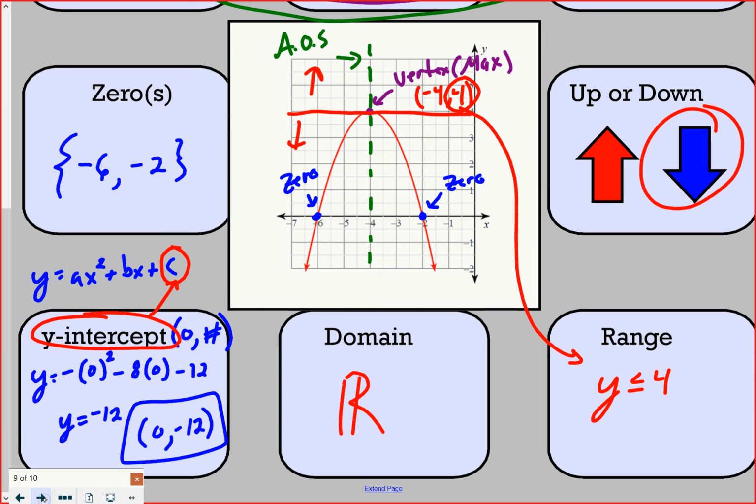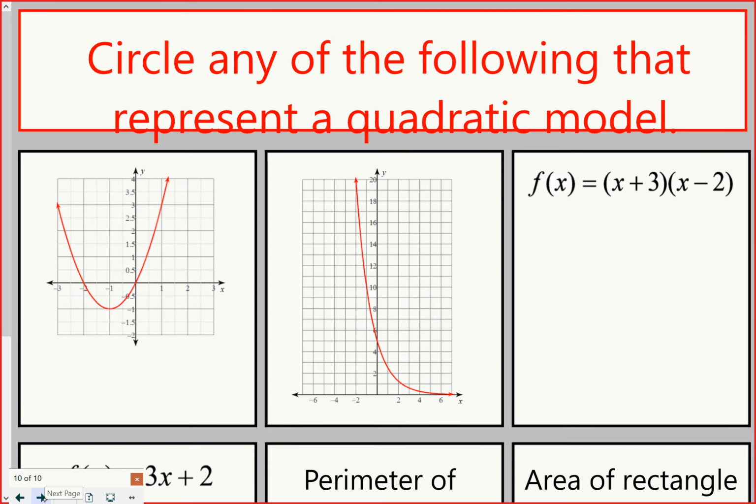Okay, let's go ahead and move on. And the last part of this is just being able to determine which following represents a quadratic model. So if I look at the first graph, I see that I have a graph that looks like a parabola. And in fact, it is a parabola. So if I see a graph that looks like a parabola, I know that this is going to be a quadratic model. So therefore, I'm going to say, yes, this is.